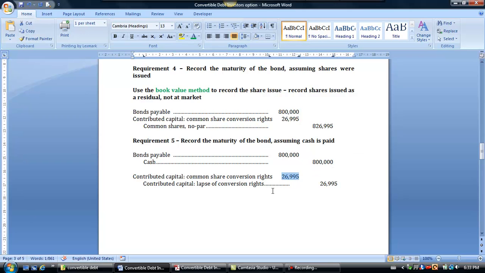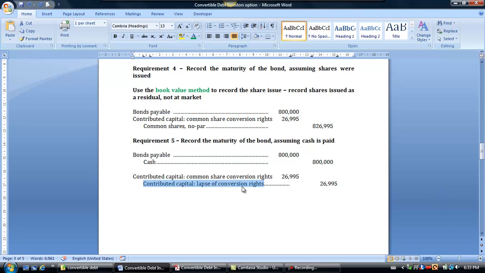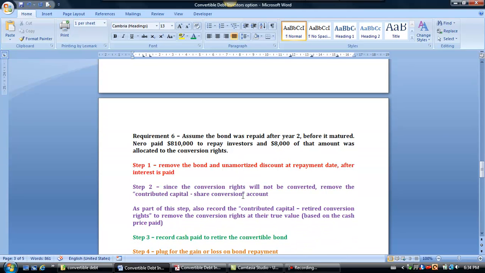But don't forget, part of the amount that these investors paid, part of the premium they paid, was to get these conversion rights. It just so happened that they never had the opportunity to exercise them. So they've paid for these rights. So when we take them off the books, because we still got money for them, we keep them on the books as contributed capital, but we just reclassify them as lapsed or expired rights. Okay, so they're still on the books. There's still a section in the contributed capital for them, and it's called lapsed conversion rights, and it's still part of your contributed capital. Okay, so now let's move on to the next requirement in this question.